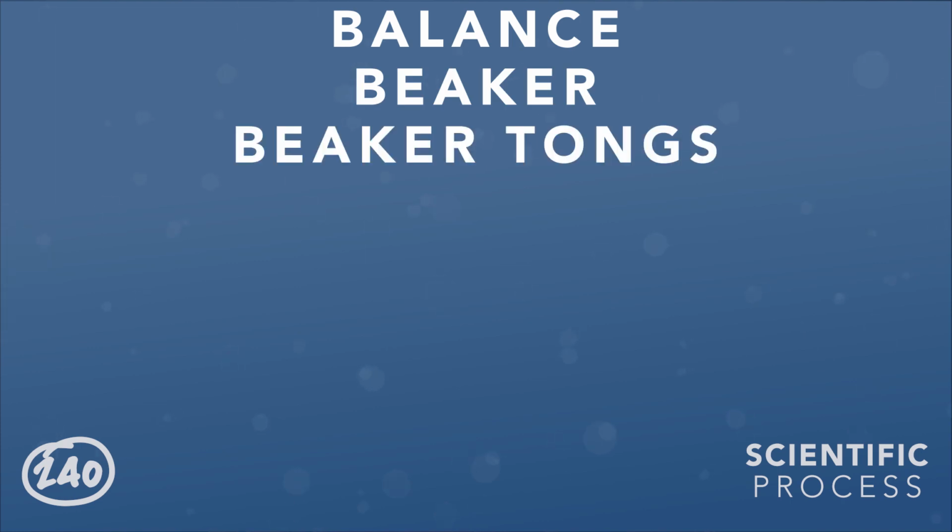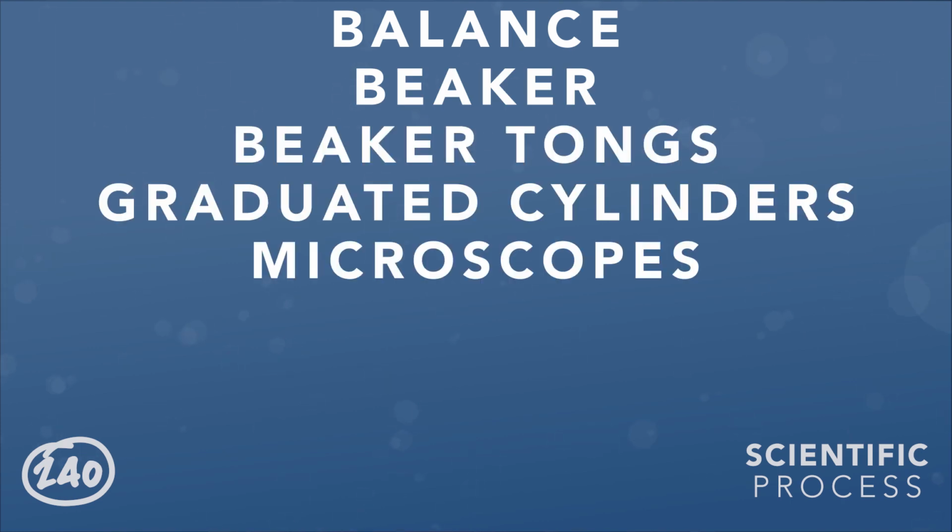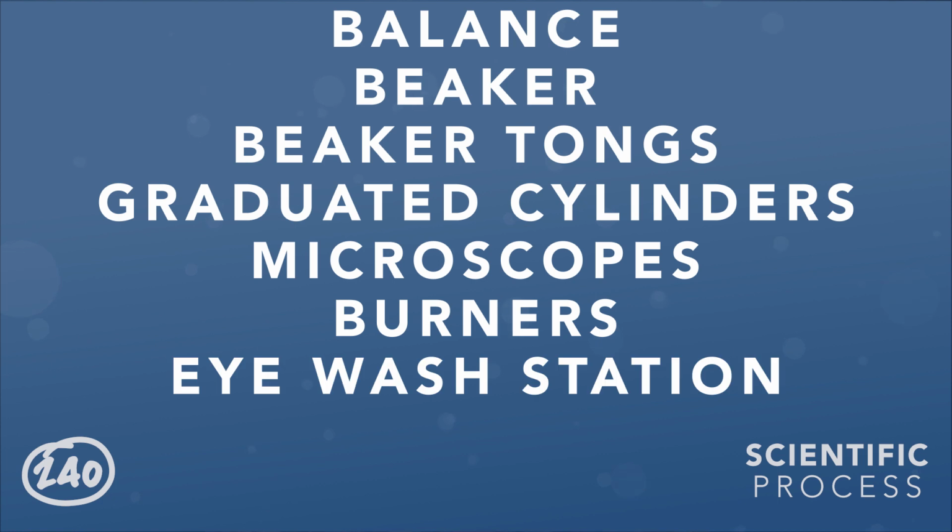And finally, have a rough idea of what lab equipment is. And these are some common lab equipment things that you really need to know what they are and what they're used for. A balance, a beaker, beaker tongs, graduated cylinders, microscopes, burners, and the eye wash station. So that's enough on scientific process. Let's move on to physical science.